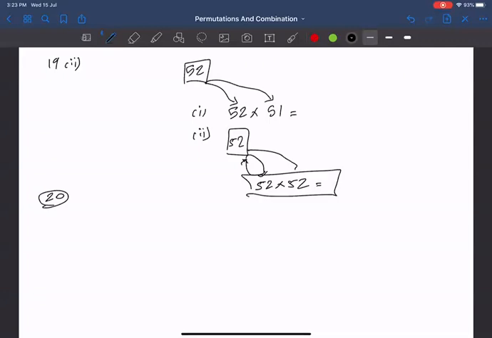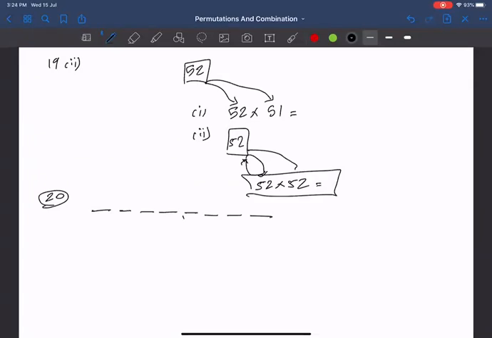Okay, next. 8 children are to be seated on a bench. 8 children are sitting on a bench. Okay, what is it? Yeah, 8. Next, tell me, what is the question? How many ways can the children be seated?